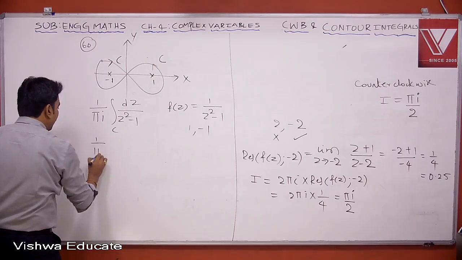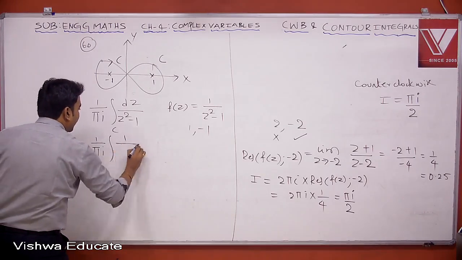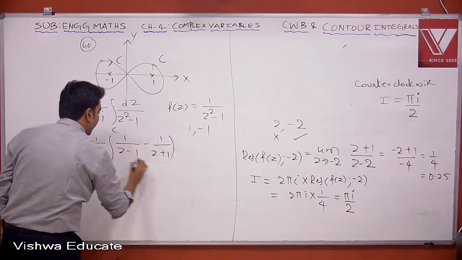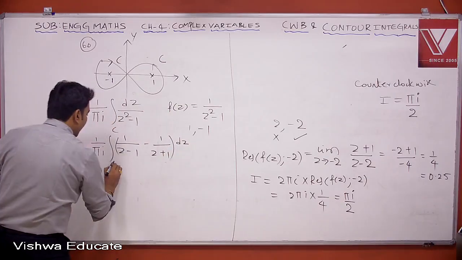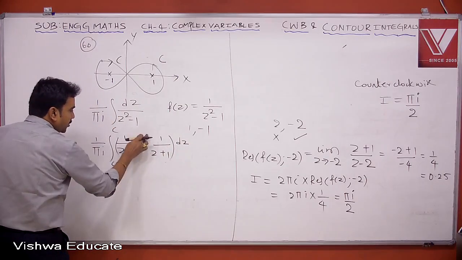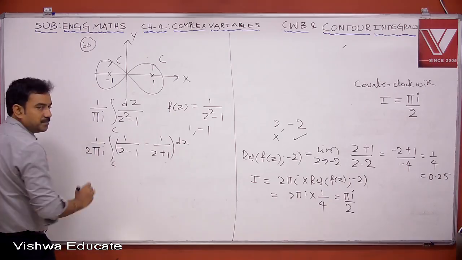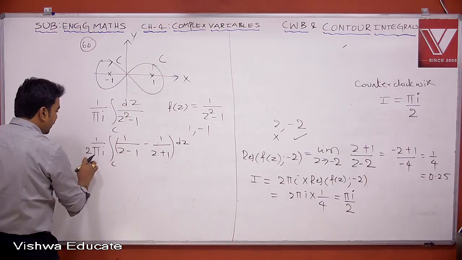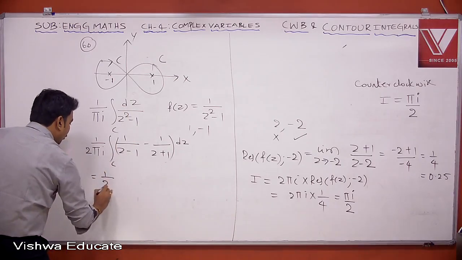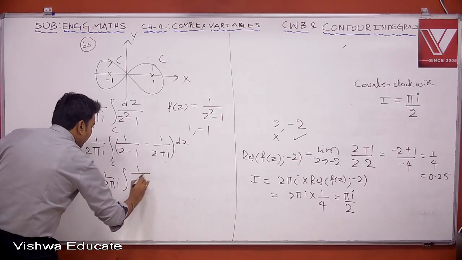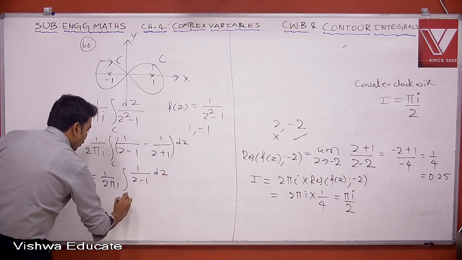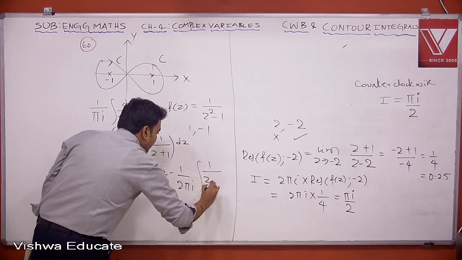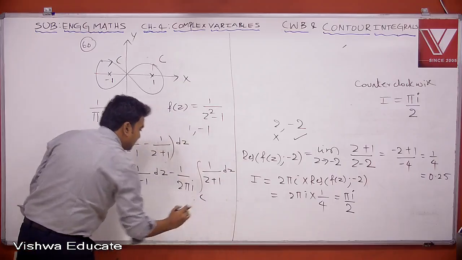1 by pi I into integral 1 by, this can be factorized like this, 1 by z minus 1 divided by 1 by z plus 1 dz over the contour C. But when you simplify this, you will get 2. So divide with 2. So simplify this. You will get 2 by z square minus 1. But it is 1 only. Divide with 2. So this is 1 by 2 pi I into integral 1 by z minus 1 dz over C minus 1 by 2 pi I into integral 1 by z plus 1 dz over C.